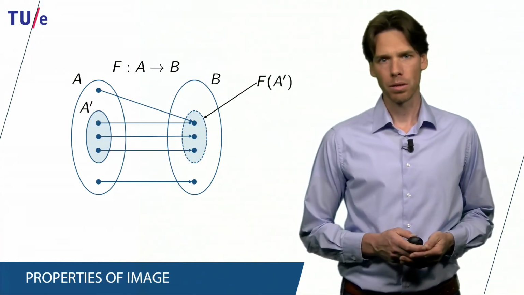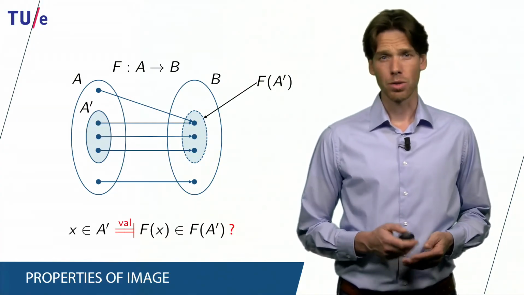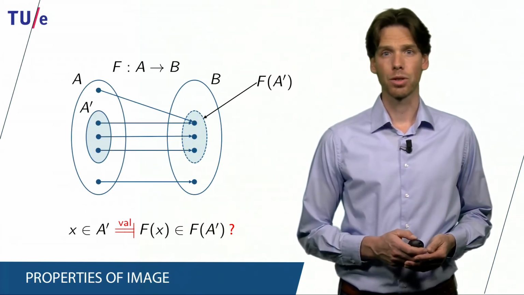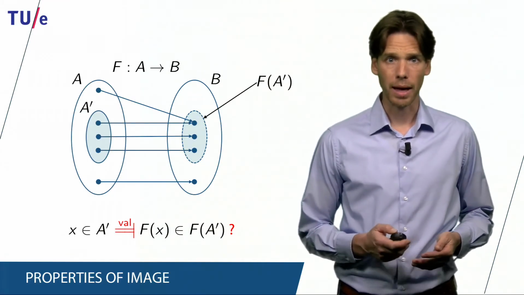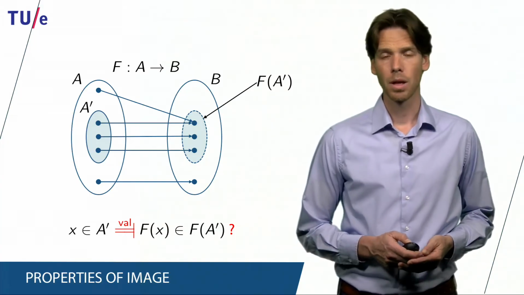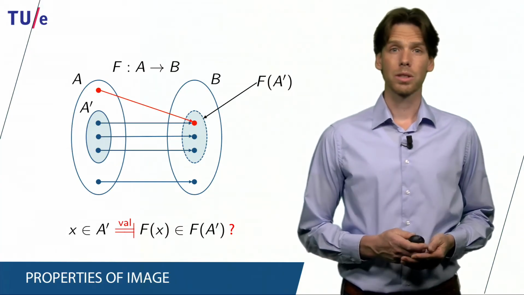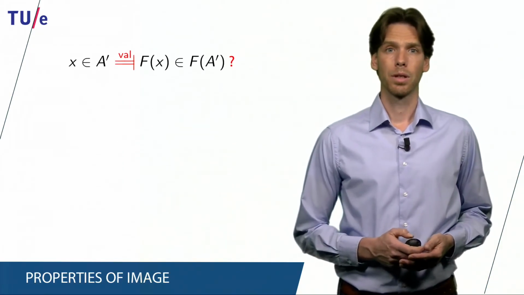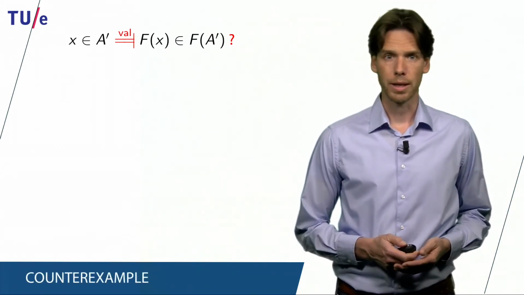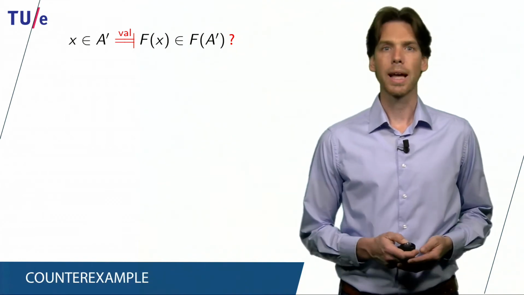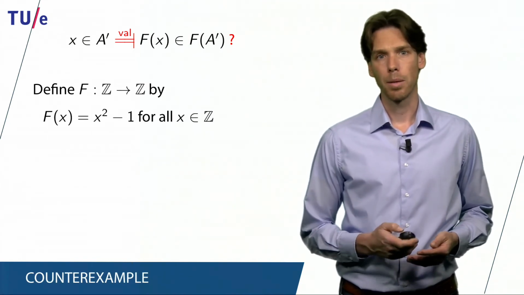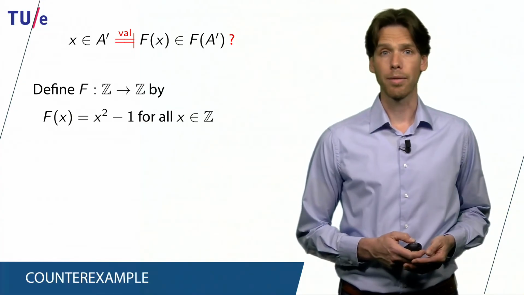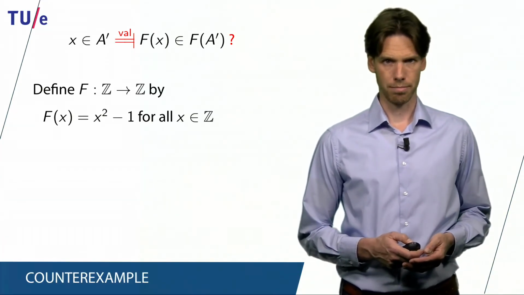You may wonder whether the converse is also true. So does it follow from f of x is an element of the image of A' under F that x is an element of A'? Well, the picture already suggests that this is not the case. But pictures may be deceptive, so you should always work out a concrete counterexample. To this end, consider again the mapping f from integers to integers defined for all x by f of x is x squared minus 1.